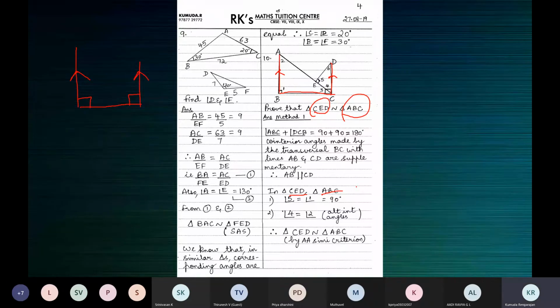All right, so in these two triangles, CED and ABC, angle 5, can you see here? See, children, we have to prove CED is similar to ABC. So in triangle CED, see angle 5 here. Angle 5 is 90. And in the other triangle ABC, angle 1 is 90. So angle 5 of triangle CED is equal to angle 1 of triangle ABC because each is equal to 90 degrees, given. Next.